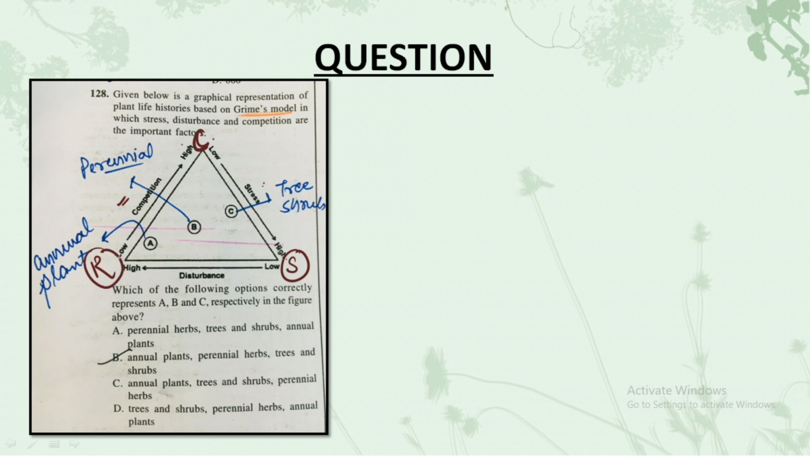So now we have to mark A, B and C. As we just discussed, towards the high disturbance and low competition area we would have the annual plants. So A must be the annual plants. Then in the intermediary area we have B, which represents the perennial herbs, which can tolerate an intermediate amount of competition and stress, and in addition they could grow over the ruderals area also. And the third one, that is C, represents the trees and the shrubs. I have just discussed this position.